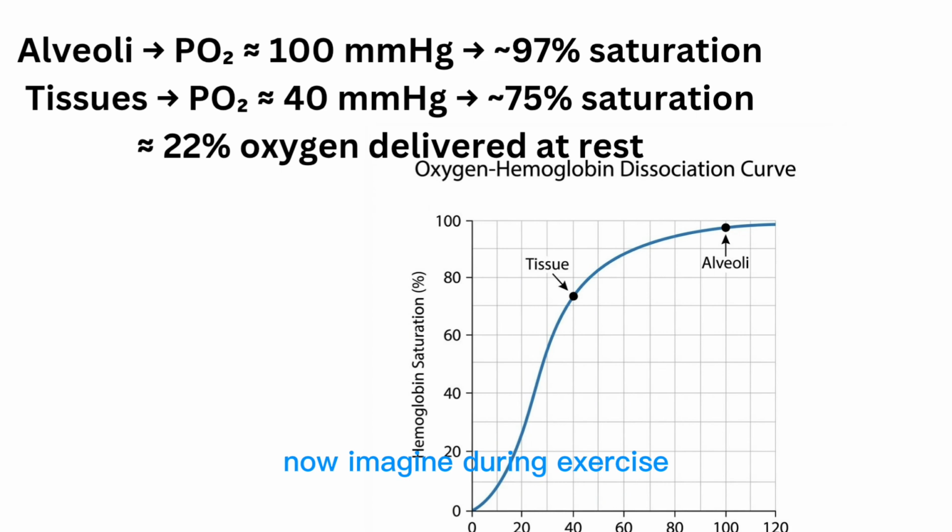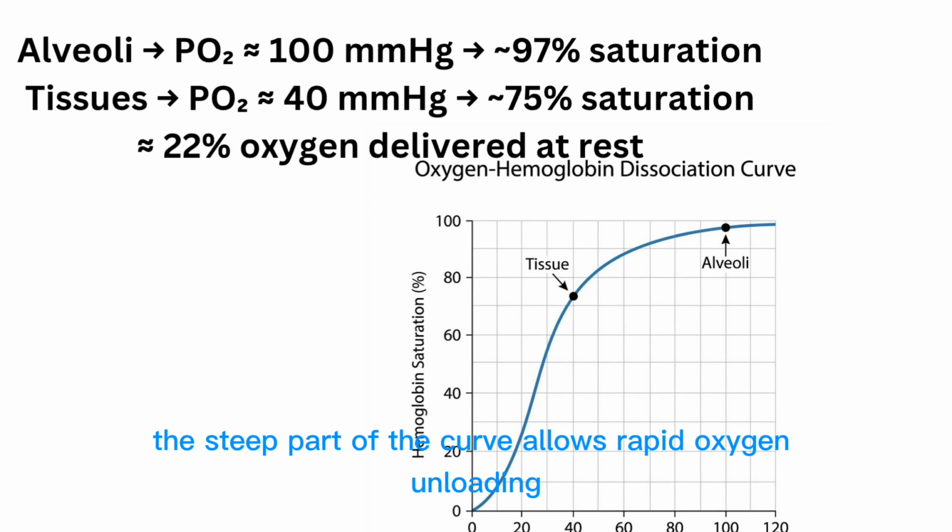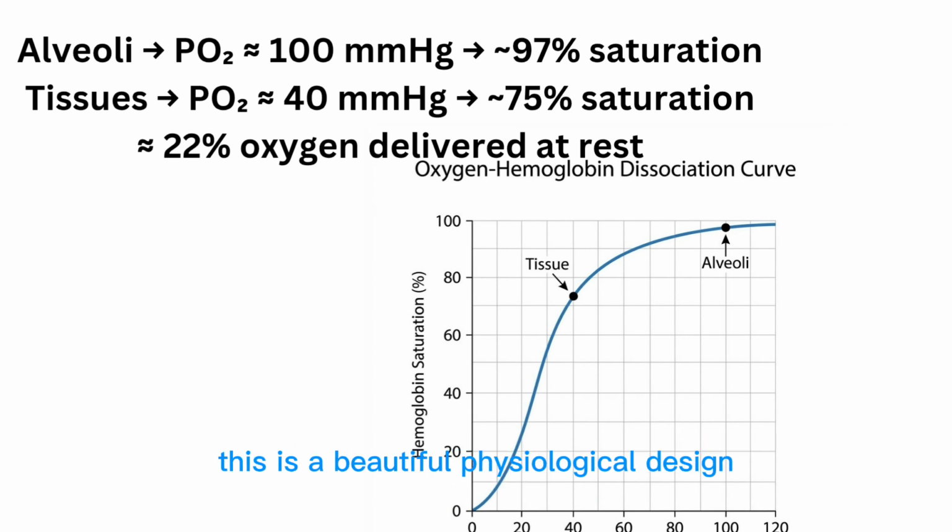Now, imagine during exercise, tissue PO2 falls even further. The steep part of the curve allows rapid oxygen unloading. This is a beautiful physiological design.